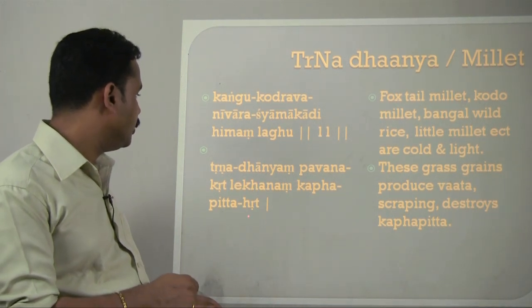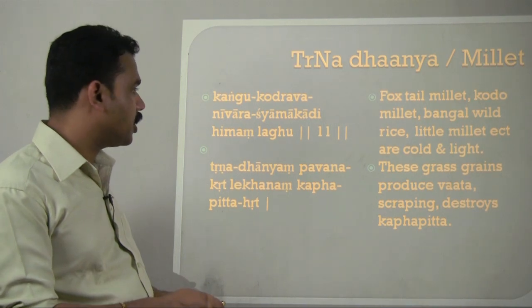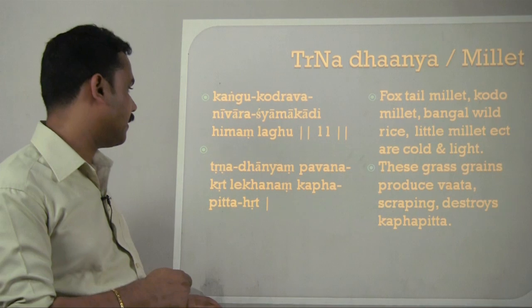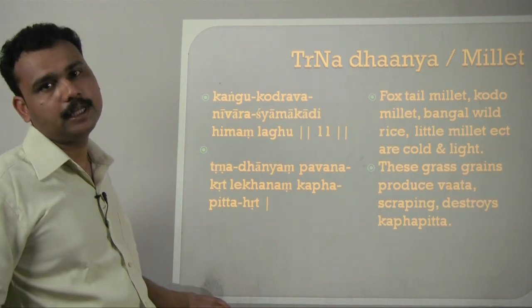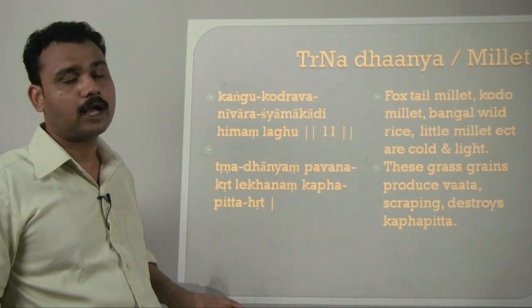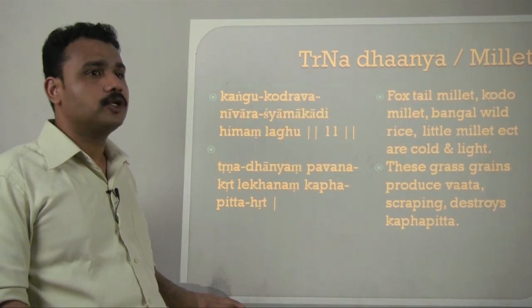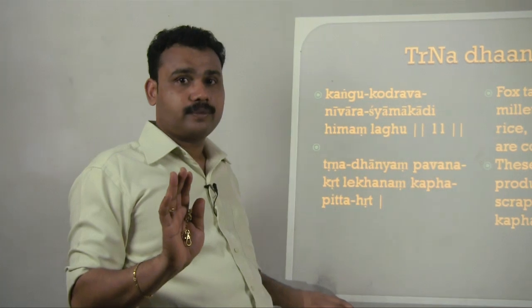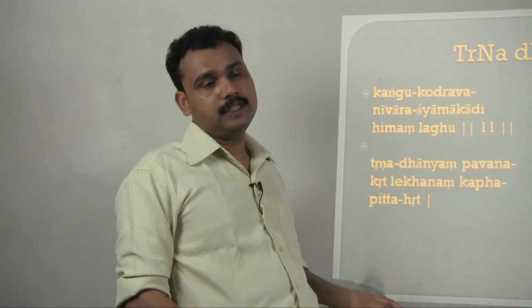It reduces or it destroys. Hrit means destroys. Kapha pitta, the liquid pitta, or kapha and pitta. So it is good for kapha pitta, but it is bad for vata. These grass grains.